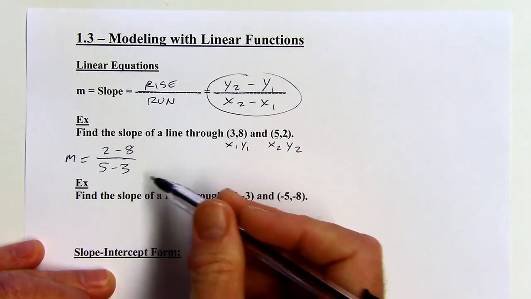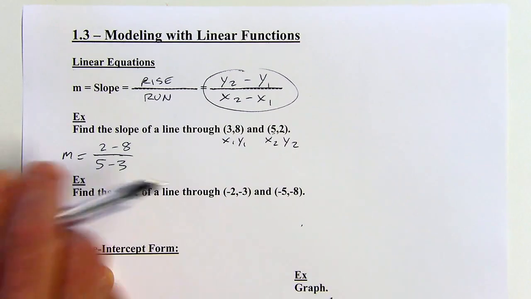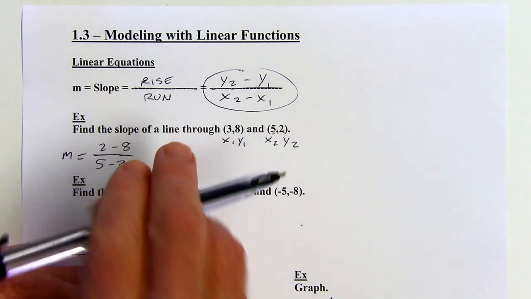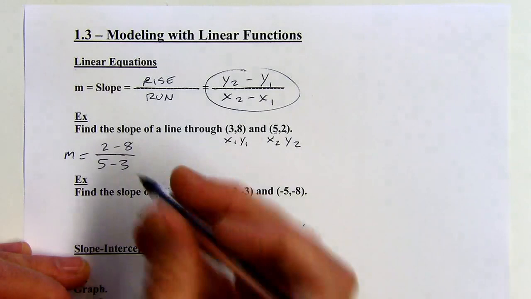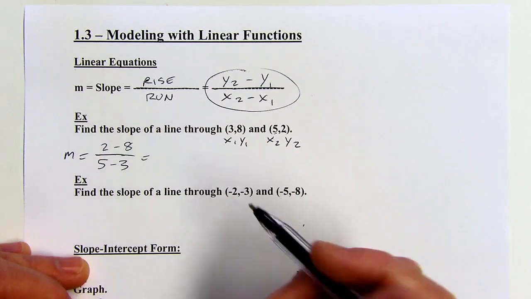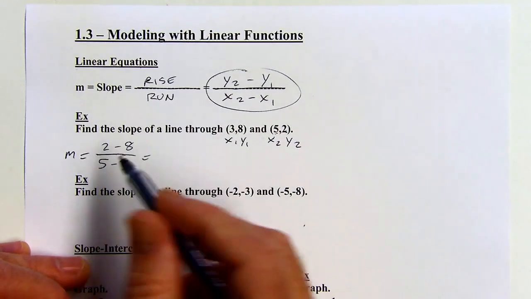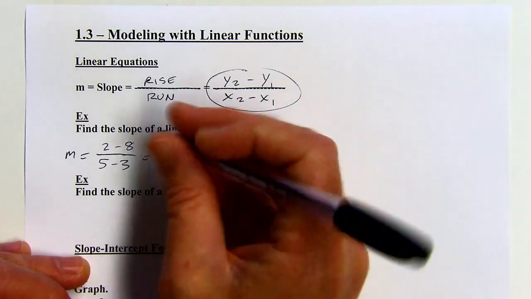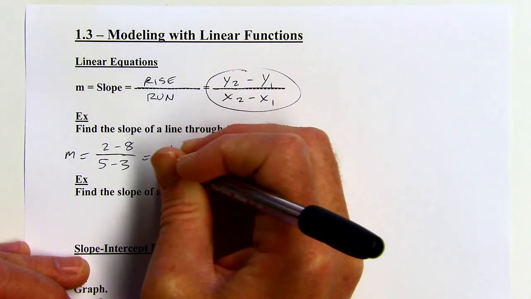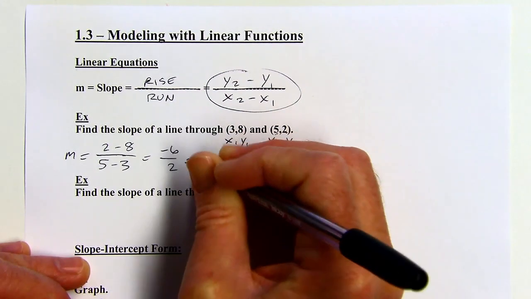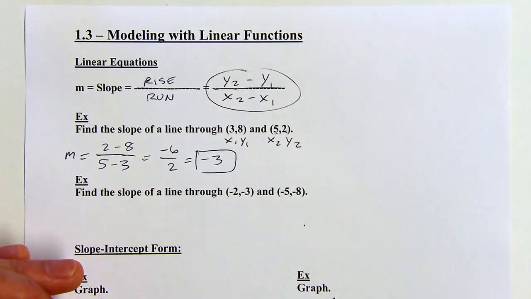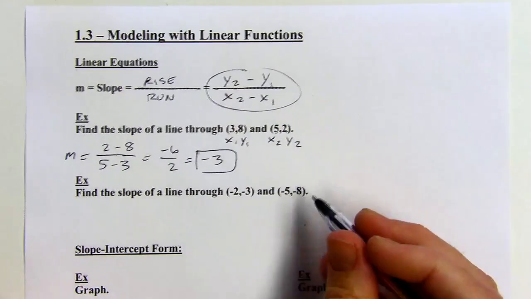And you could have done 8 minus 2 and 3 minus 5, so you could have subtracted in that direction, and that would work out, but you just want to be consistent with the direction that you're subtracting in the numerator and denominator. Okay, so let's see, 2 minus 8 is negative 6, 5 minus 3 is 2, and that's going to simplify to negative 3, so the slope of that line would be negative 3. Okay. All right, let's try another.